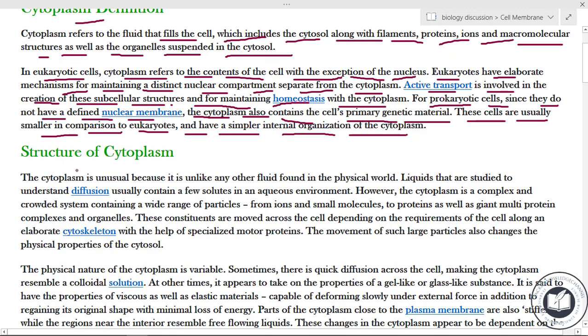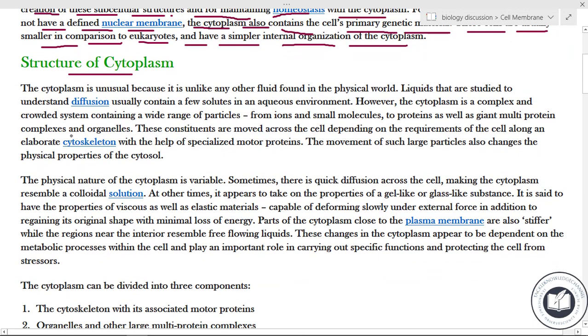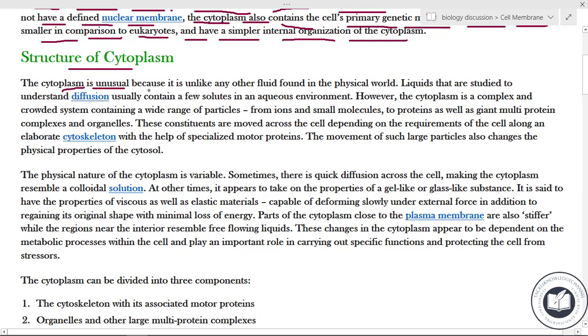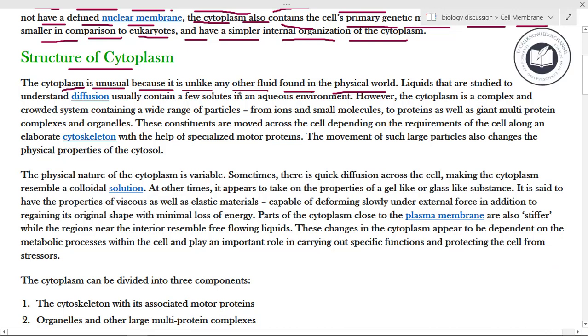Next we will be seeing about the structure of the cytoplasm. The cytoplasm is unusual because it is unlike any other fluid found in the physical world.